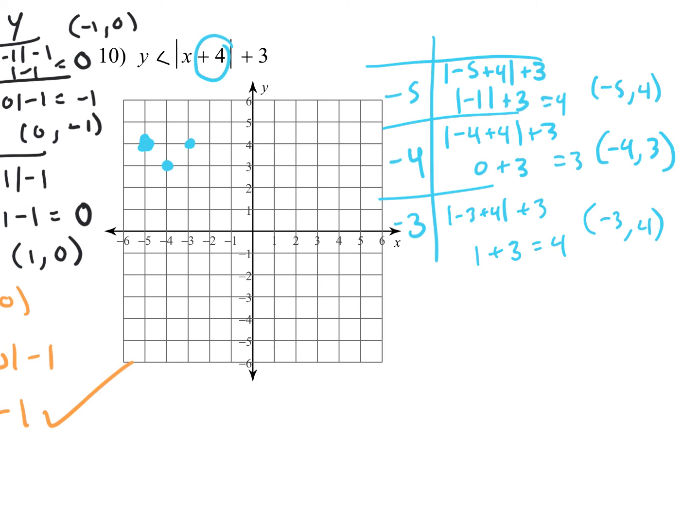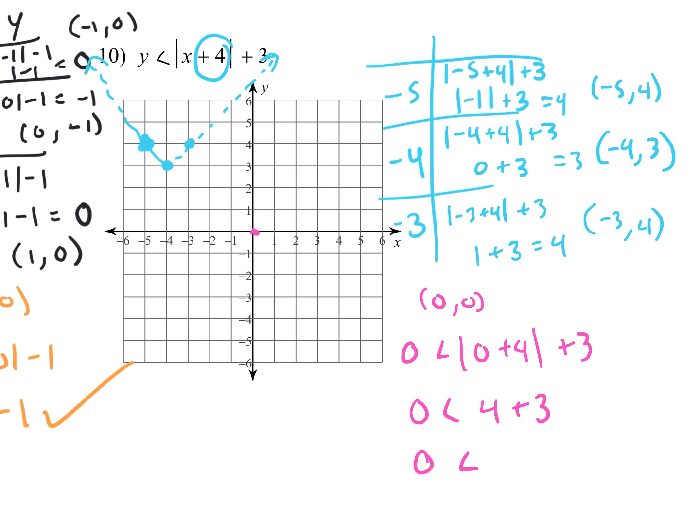Do I have a solid V or dotted V? Dotted V. What number can I plug in to test? 0, 0, which is here, so it's outside. So I have 0 is less than 0 plus 4 plus 3. 0 plus 4 is 4. What's the absolute value of 4? 4. And 4 plus 3? 7. Is 0 less than 7? Yes. So where am I going to shade? Down. I shade outside the V, because that's where the 0, 0 is. So out here.